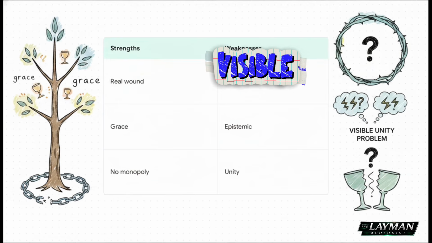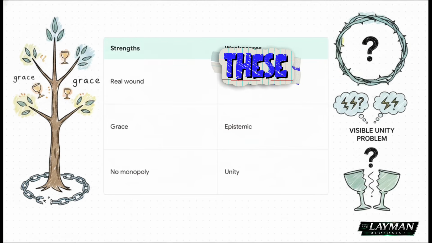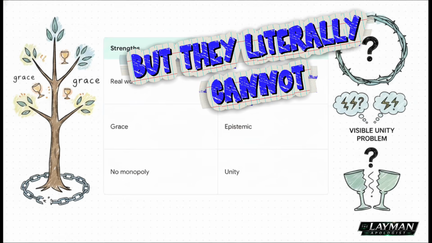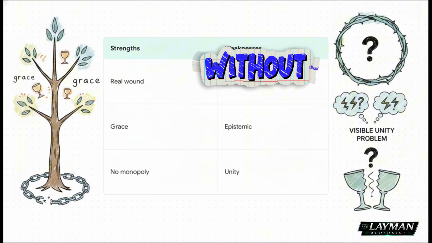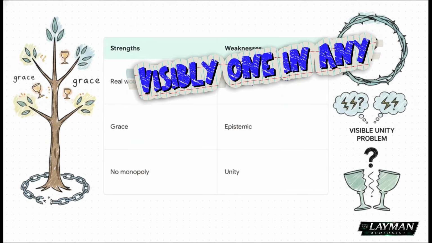And finally, the visible unity problem. This is perhaps the most tragic reality of the whole shebang. If these branches share the same map, but they literally cannot share a communion table together without violating their own rules, is the church actually visibly one in any meaningful sense?